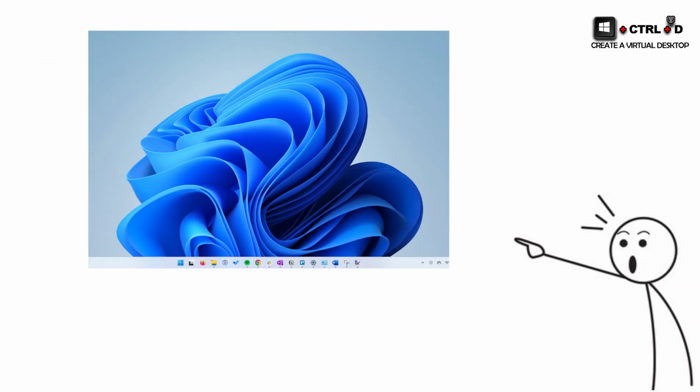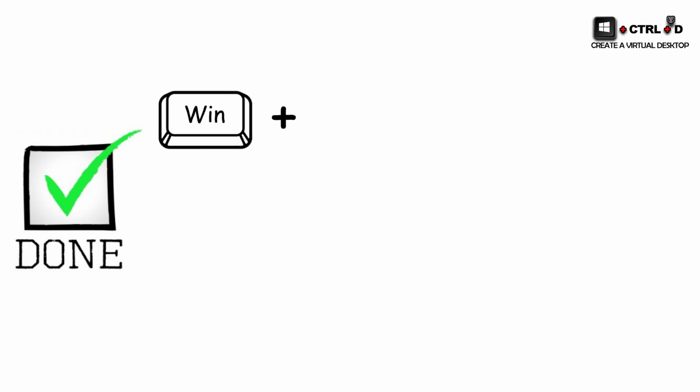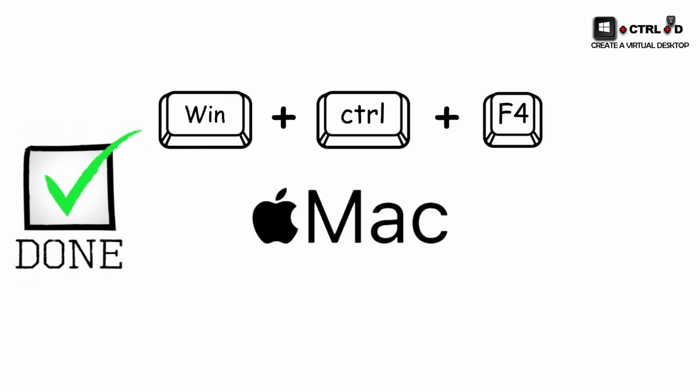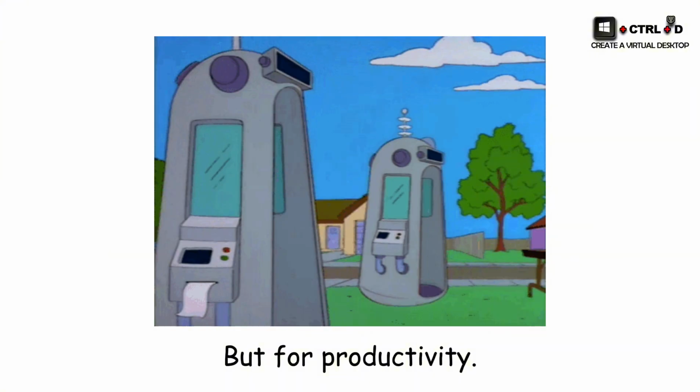Your original work stays safe on the first one, while the second is your fresh zone for whatever's next. When you're done, close it with Windows plus Control plus F4. Mac users, hold Option and click the little X above your desktop preview. It's like teleporting between parallel universes, but for productivity.